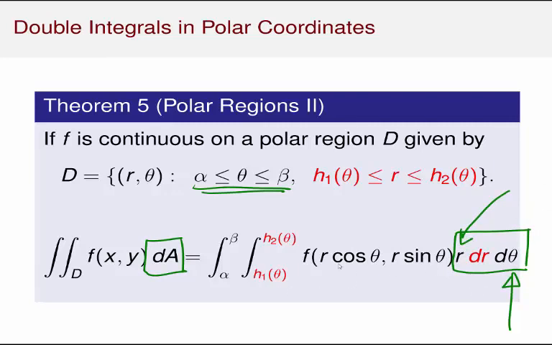The inner integral is an integral with respect to r from the lower bound h1 of theta to the upper bound h2 of theta. And as before, both x and y will be replaced by their corresponding expressions in the polar coordinates. The thing to note here is that we are not free to change the order of integration anyhow we like. The variable in the outer integral must always be bounded by constants. In this case, theta will be placed at the most outer integral.